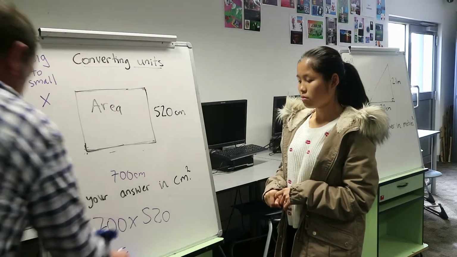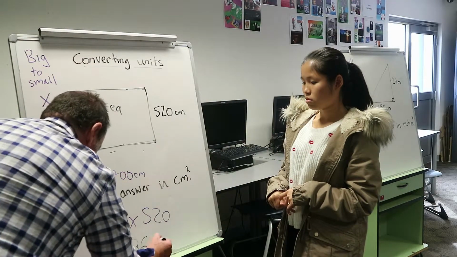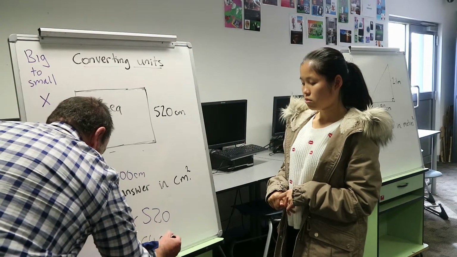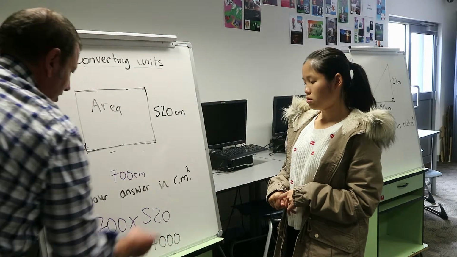The answer is 364,000. 1,000 is 3 zeros.